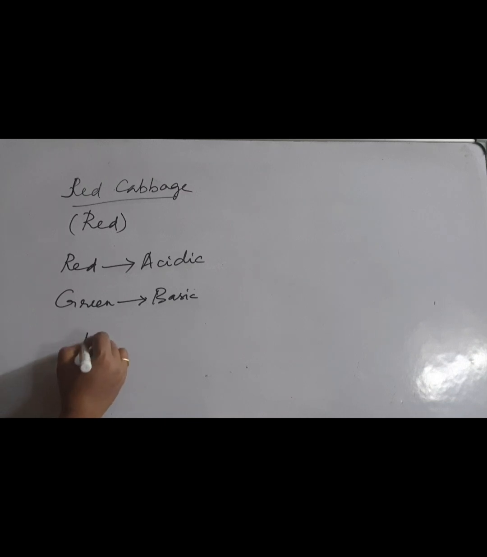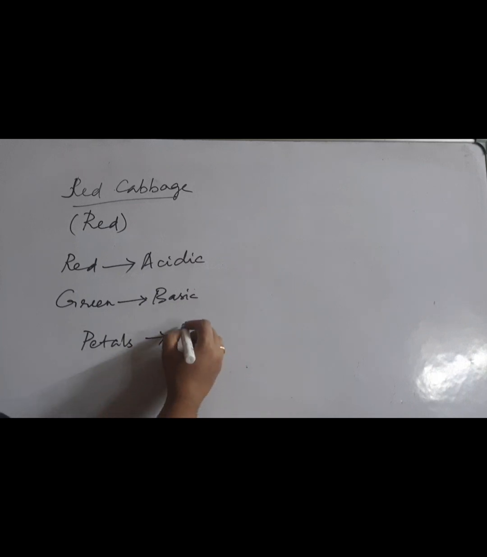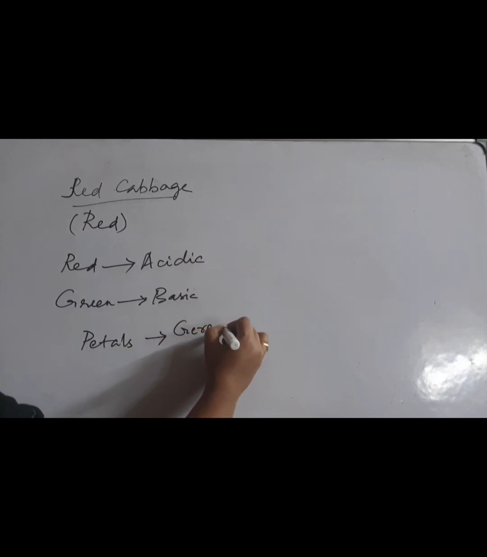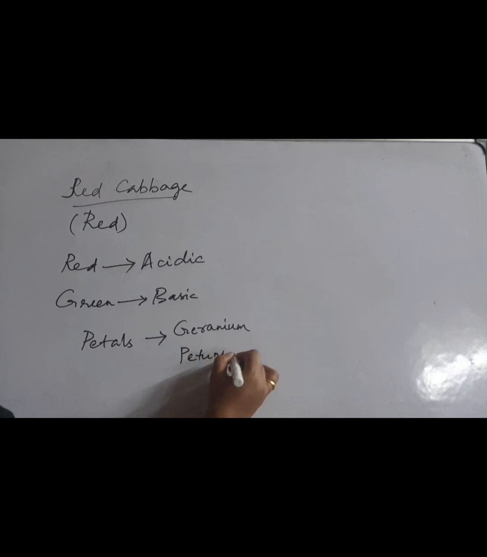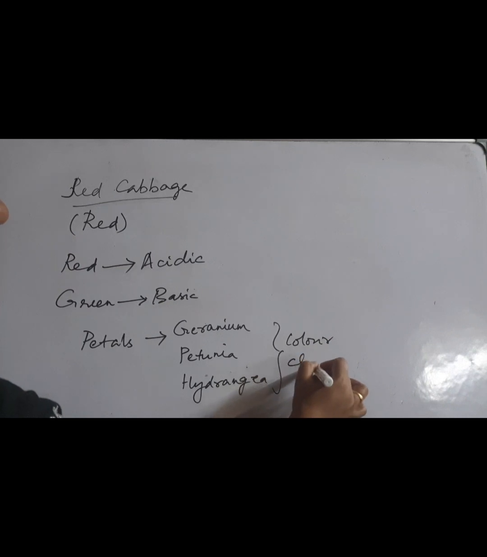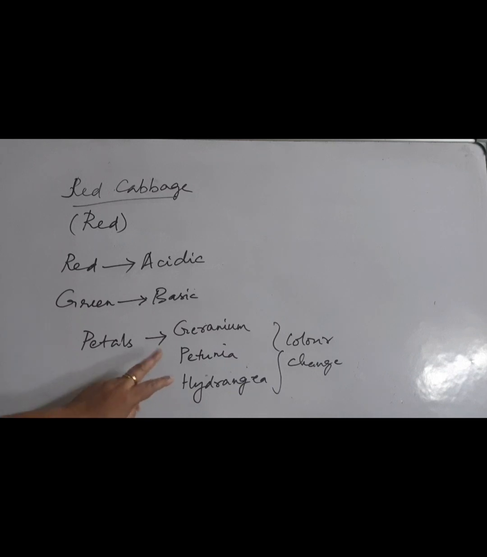And there are certain petals, the petals of geranium, then petunia, then hydrangea. Okay, these all will show the color change, because these are also taken as indicators. So you should know the examples of the petals, that is geranium, hydrangea and petunia. Okay, so I have discussed the natural indicators, that is litmus, and the second is turmeric, and the third is red cabbage. Now we will see some other indicators.